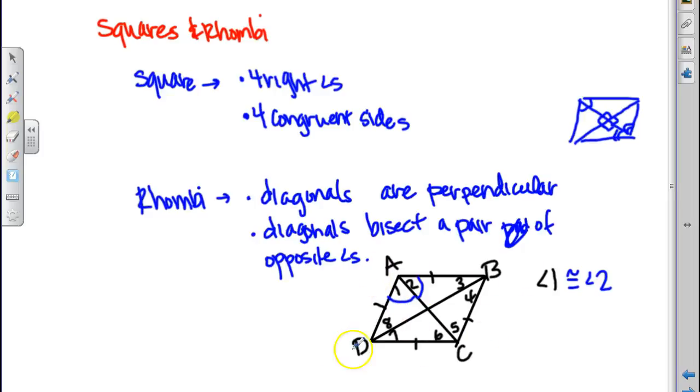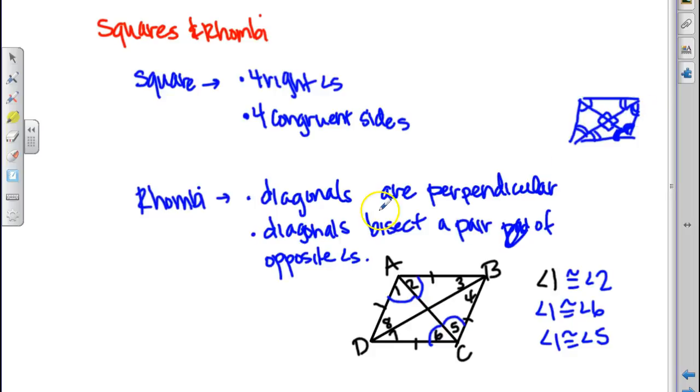If I do parallel lines cut by a transversal, 2 and 6 are congruent, which makes 6 and 5 congruent. So angle 1 is congruent to angle 2. It's also congruent to angle 6. It's also congruent to angle 5. So as I run through this one, I could actually mark this with just one. They're going to bisect a pair of opposite angles. So bisects both of these. Same thing here. Bisects that one, bisects this one.